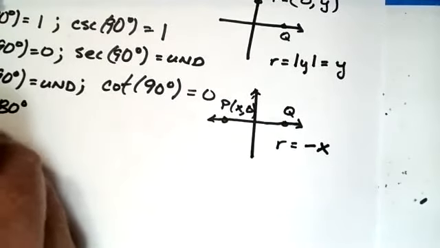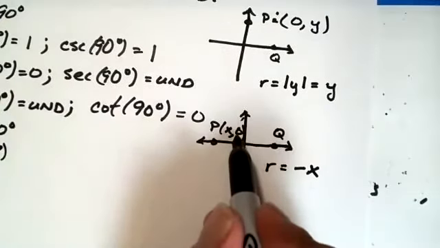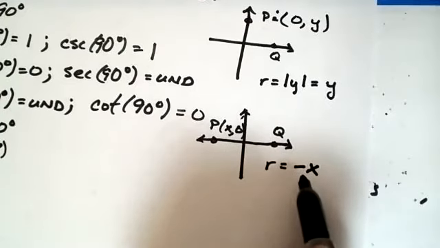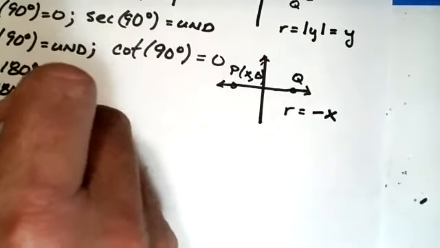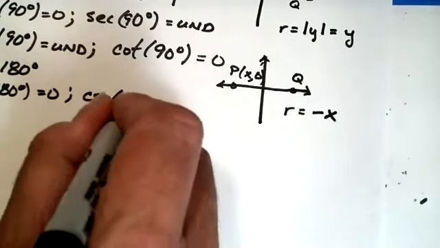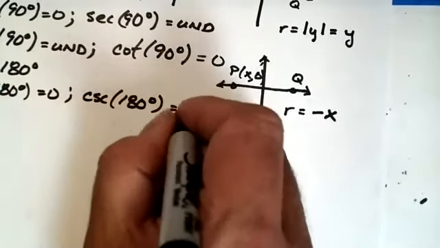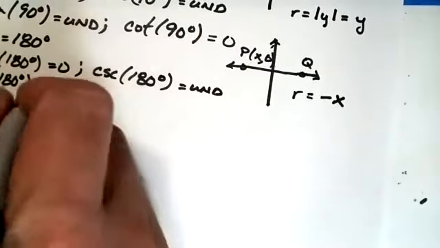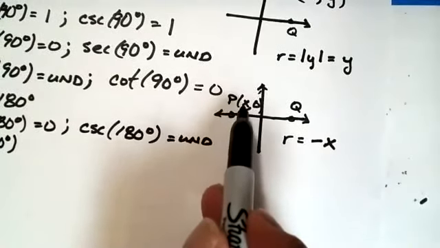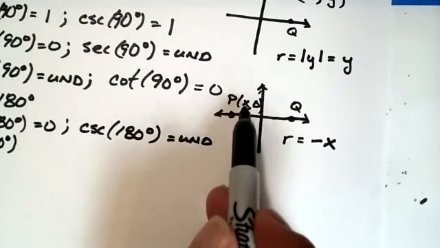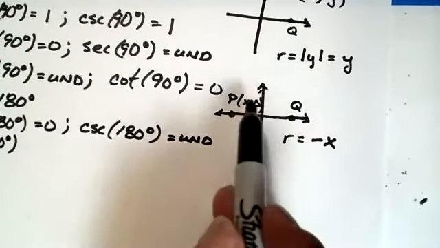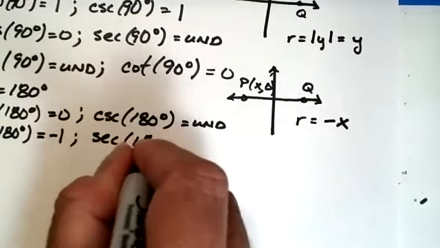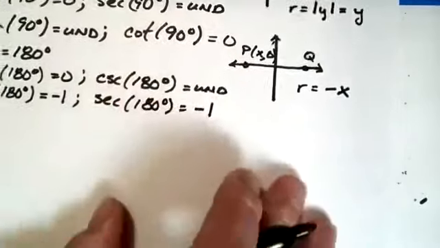So sine of 180, which is y over r, well, 0 over some positive number, right? That's equal to 0. So cosecant of 180 is undefined. And what about cosine? Cosine of 180, and this is where this negative sign comes in. So cosine of 180 is x over r. So some negative number divided by the opposite of that number is just going to be equal to -1. So secant of 180 is also equal to -1.